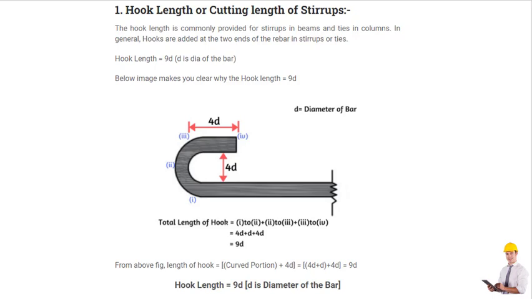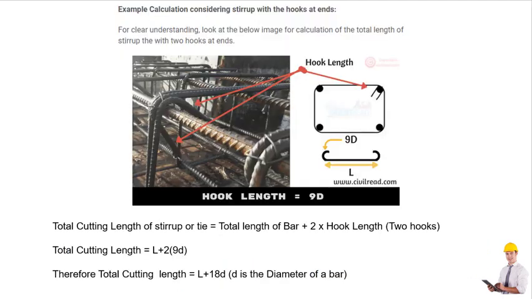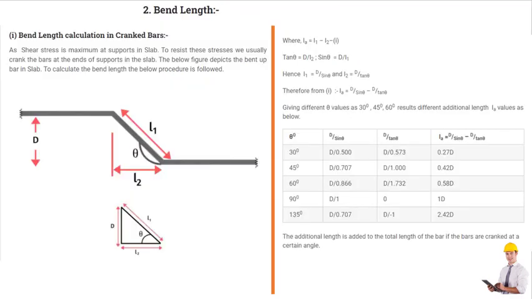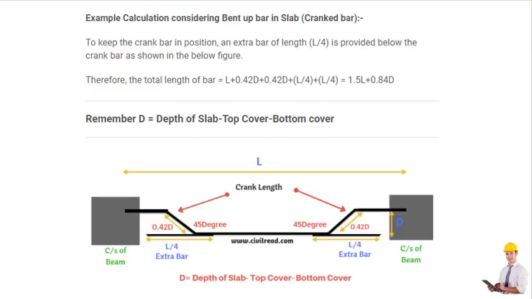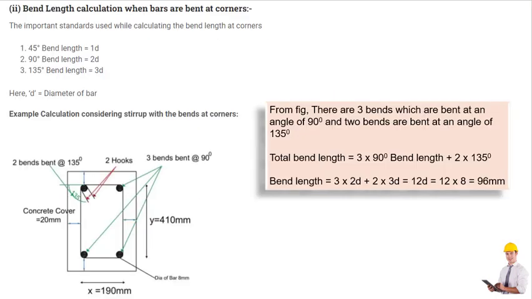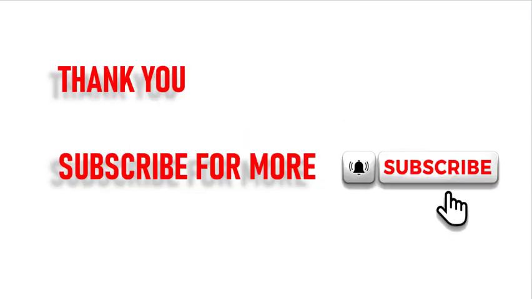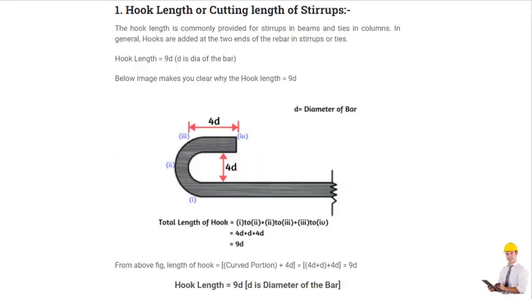In today's video we are going to find out how we can find the length, cut length or hook length of stirrups. That will be our first topic, and we will do an example. The second topic is the bend length, and we will do an example of bend length too. So let's see how we can find the hook length or cut length of stirrups.